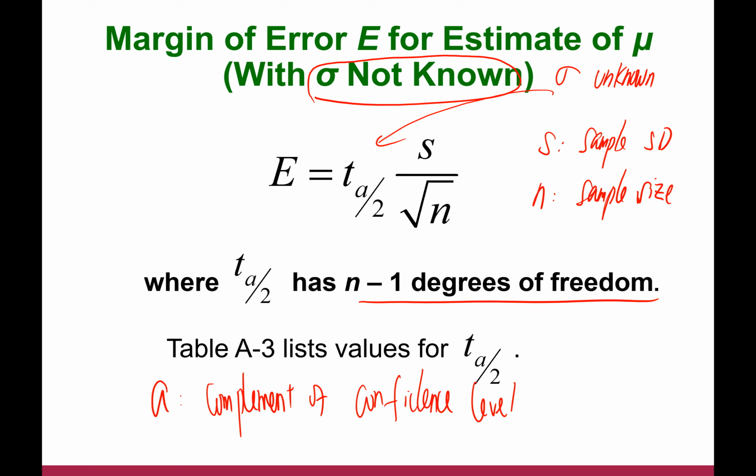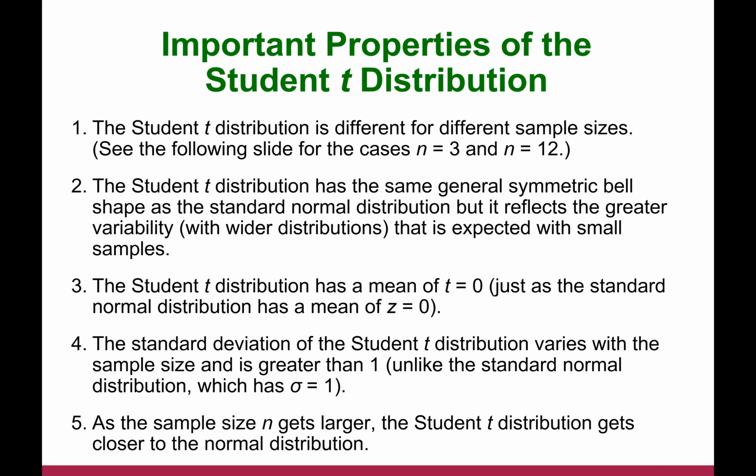First one, let's get to know the student t distribution. So, important properties of the student t distribution. The student t distribution is different for different sample sizes, and we're going to see sample size equal to 3 and sample size equal to 12. The student t distribution has a similar bell-shaped curve to the standard normal distribution, but it reflects greater variability, meaning the standard deviation is greater than 1. That is expected with small samples.